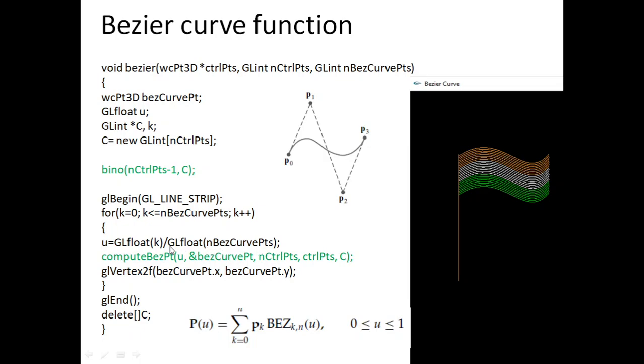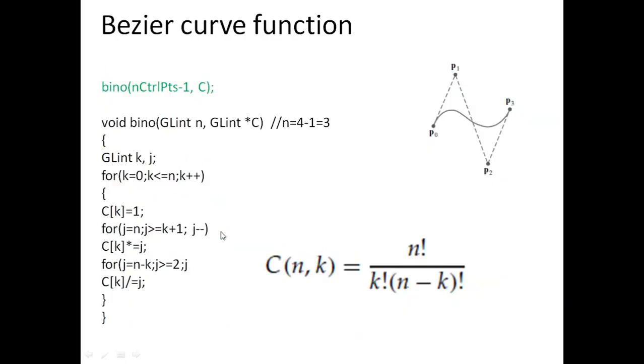Actually, here we have given 20, right? So k starts from 0. 20 means you can take 0 to 20 minus 1, so that many times this for loop will run. The u value is calculated. Now we are calling the compute Bezier point, the Bezier blending function. Before that, we'll see the binomial equation.